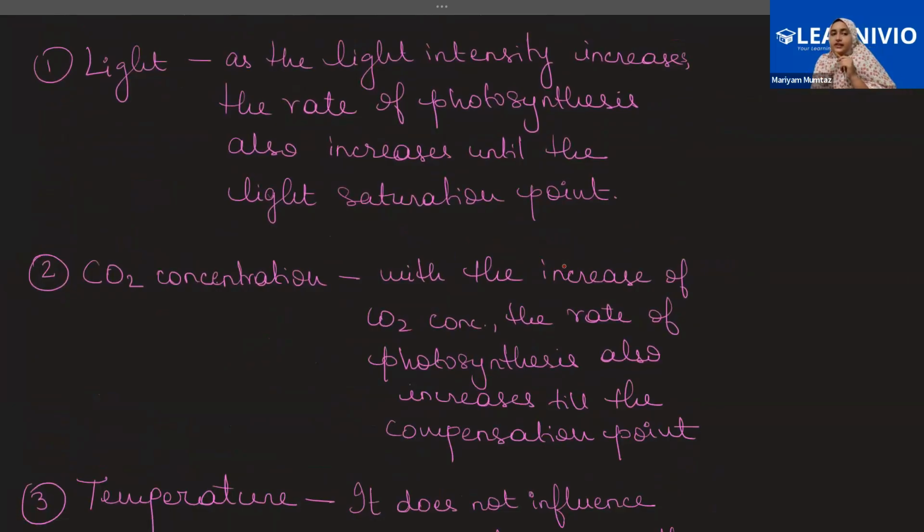So the first case was of light, because if the light intensity is increased a lot, then ultimately the photooxidation of the pigment will also happen. And remember that it doesn't mean that if we increase the light intensity a lot, the rate of photosynthesis will also increase a lot. No, it only increases up until it reaches a certain point. That is the light saturation. You people understand saturation?